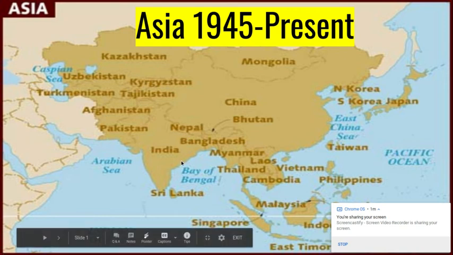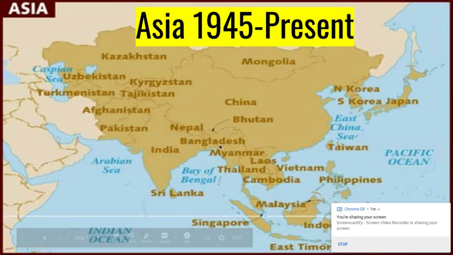India is this large area, kind of roughly looks like a diamond. Pakistan is to the west. Modern Bangladesh is to the east, and even the creation of these countries is going to be a big part of the conversation we have today.